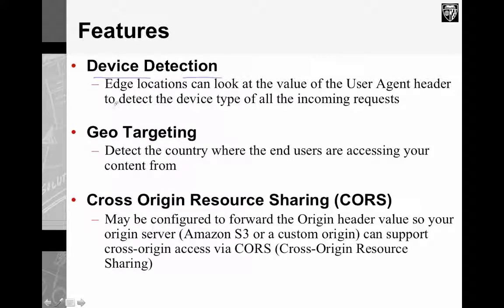Device detection. The edge locations can look at the value of the user agent, which has information as to what type of a device it is. Is it an iPad? Is it an iPhone? Is it an Android device? Is it a desktop? Is it a laptop? Is it a tablet? All that information is there in the user agent, and the CloudFront edge sites identify those things and report on those things. You actually get reports in your console.